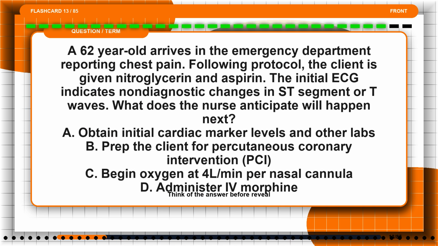Flashcard 13. A 62-year-old arrives in the emergency department reporting chest pain. Following protocol, the client is given nitroglycerin and aspirin. The initial ECG indicates non-diagnostic changes in ST segment or T waves. What does the nurse anticipate will happen next? A. Obtain initial cardiac marker levels and other labs. B. Prep the client for percutaneous coronary intervention, PCI. C. Begin oxygen at 4 L/min per nasal cannula. D. Administer IV morphine. Think of the answer before the reveal.